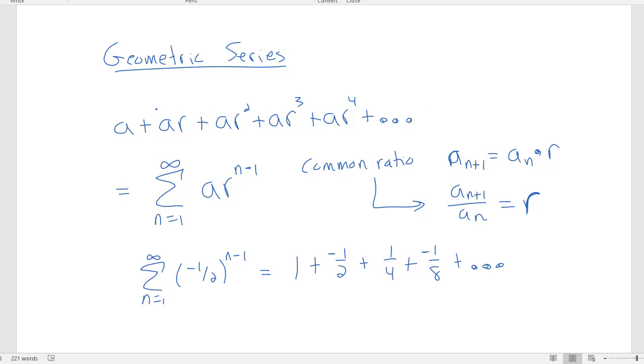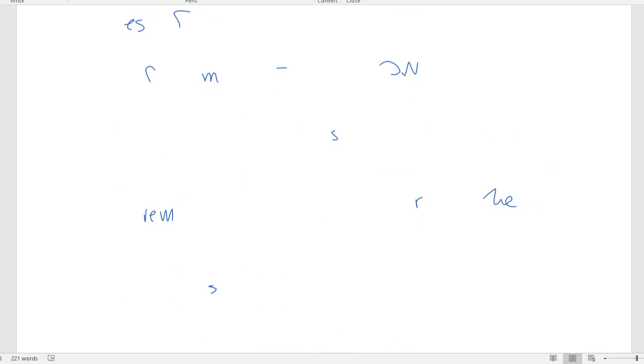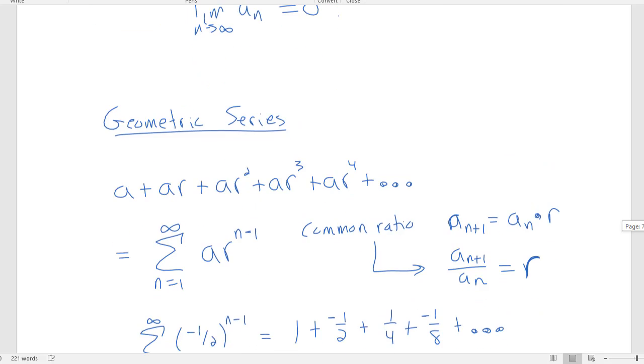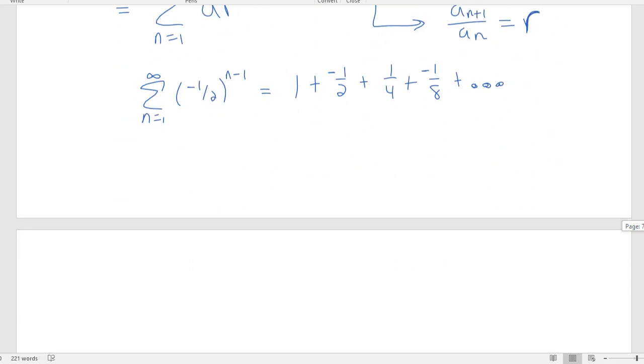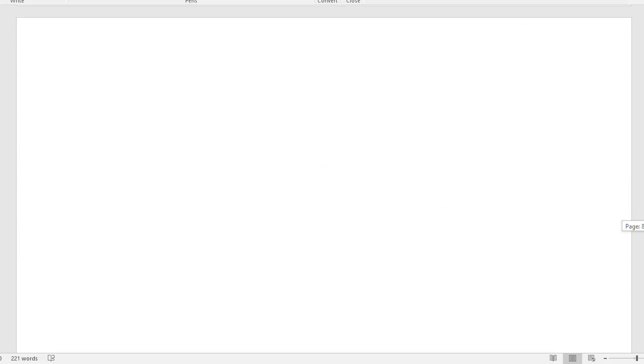So this is the generic form of a geometric series. We talk about the common ratio. Here's an example of a geometric series here. Now, back in the section on sequences, we developed the idea that a geometric sequence will converge as long as |r| is less than 1.